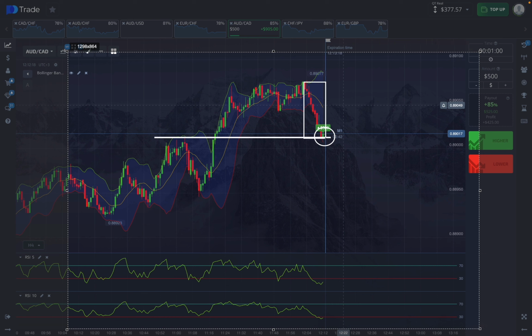And also from the oscillators, we see that they are both in the oversold area. This is the area marked 30. The movement is below now. And accordingly, we will wait for an exit from this area for both oscillators. I think the rollback of dynamics here should end. That is why in this area we open a trade for an increase.